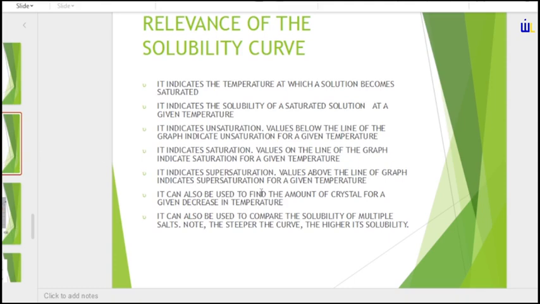The next thing you can use the solubility curve to do is that it can be used to determine or find the amount of crystal for a given decrease in temperature. Okay, should I continue?